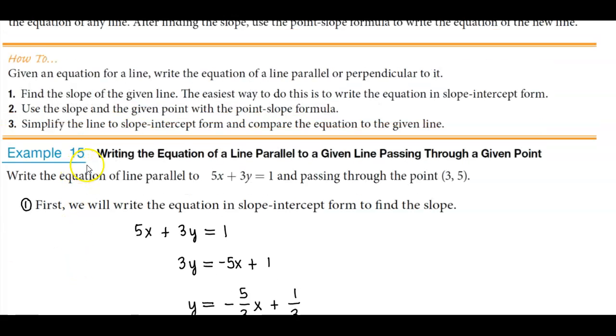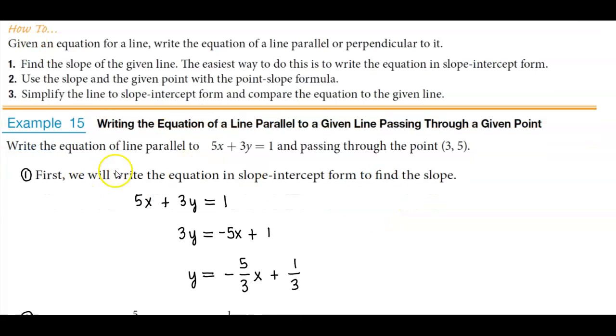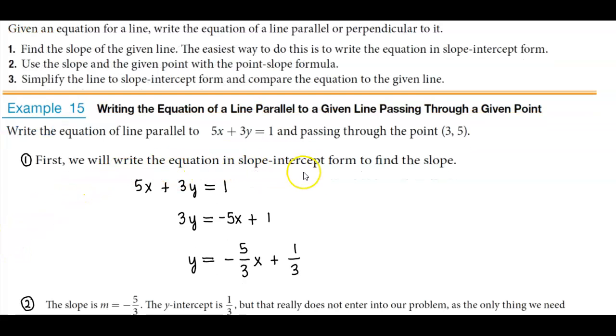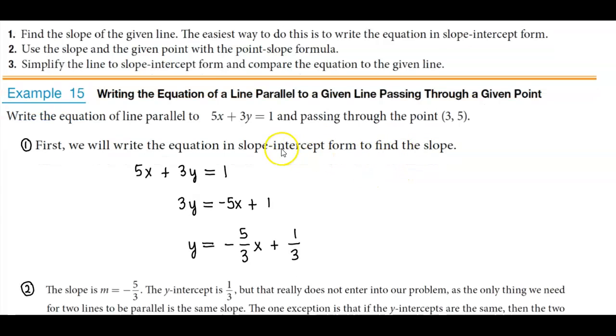So for example 15, writing the equation of a line parallel to a given line passing through a given point. Write the equation of a line parallel to 5x plus 3y equals 1 and passing through the point (3, 5). So the first thing we need to do is figure out what the slope of this line is. And then we're going to use the point that the new line is passing through to find the line that is parallel. First, we will write the equation in slope-intercept form to find the slope.